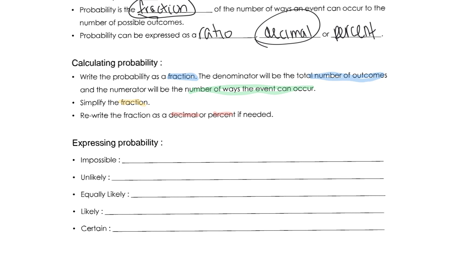Okay, so there's a couple of ways to express probability, and these are really your likelihoods. So if asked what's the likelihood of something happening, what I'm really looking for are these words here. Okay, so if something's impossible, there's a 0% chance of it happening.